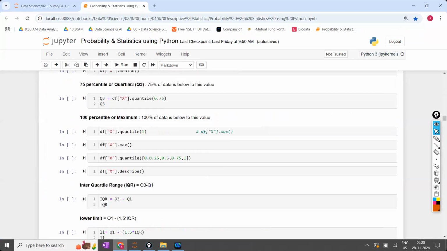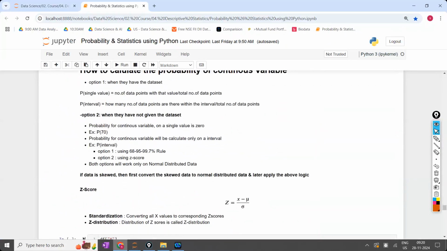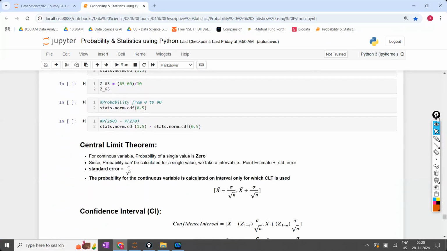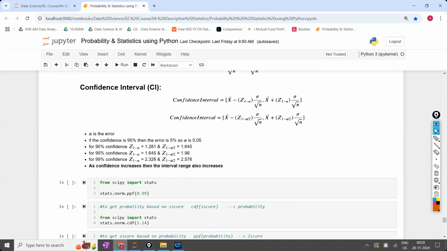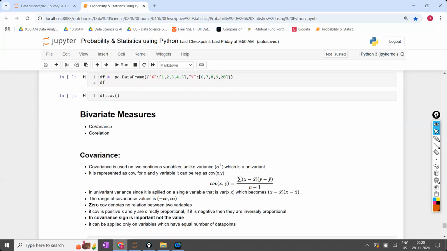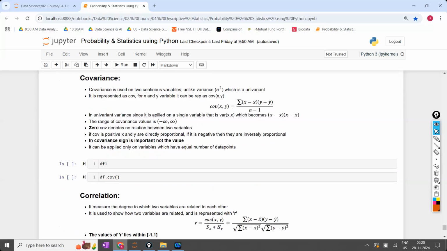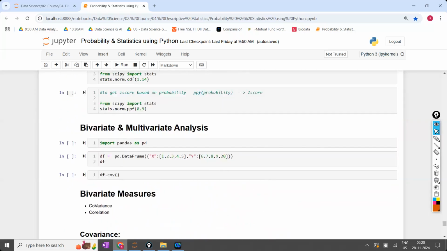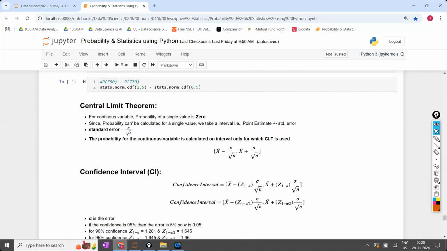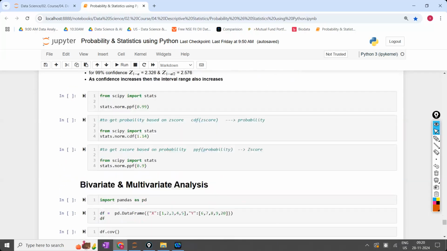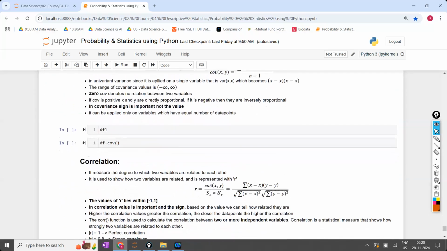Okay. So in the last class, we discussed how to calculate the probability by using the Z-scores, and we also calculated in terms of different values. Now, in today's class, we are going to cover the central limit theorem and confidence interval. Along with this, we are also going to discuss bivariate measures called covariance and correlation. Before moving to the central limit theorem and confidence interval, let us first complete covariance and correlation.